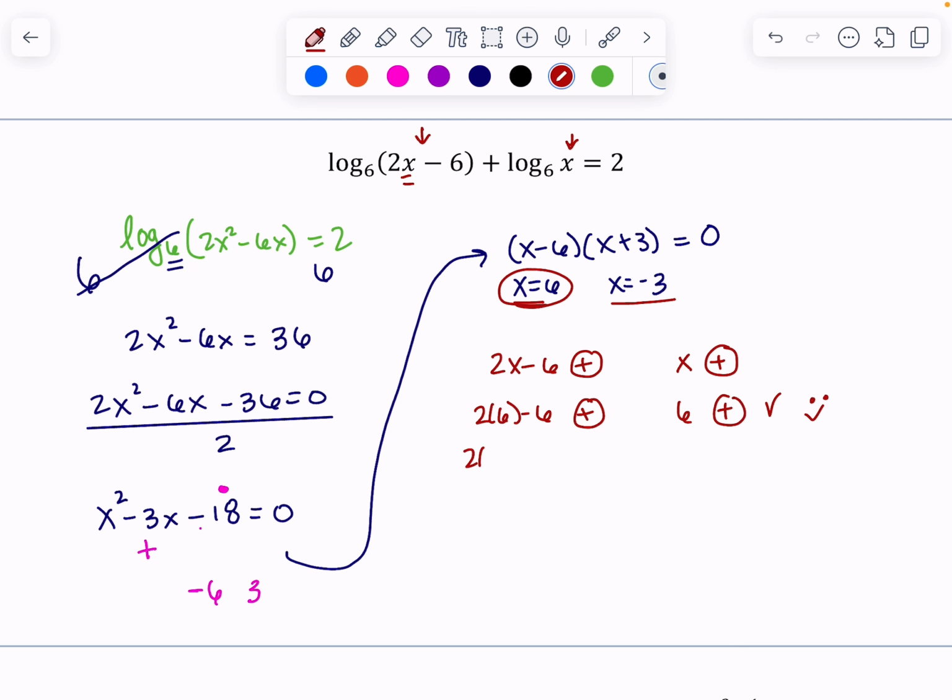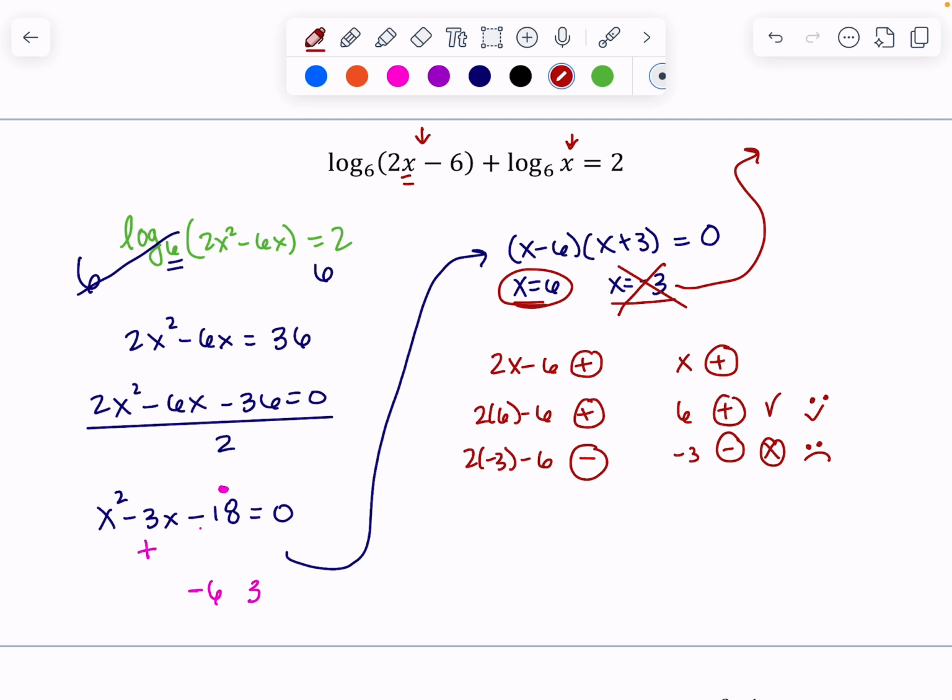Negative 3 is going to be 2 times negative 3 minus 6. Well, that's going to be a negative number minus a negative number. That's not good. Automatically doesn't work. But I could have also checked the other one, which is just plugging in here. Negative 3 is a negative number. Does not work. That's an X. That's a frowny face. So what I'm going to do is I'm actually going to cross this off.